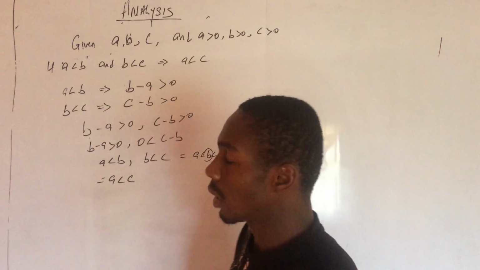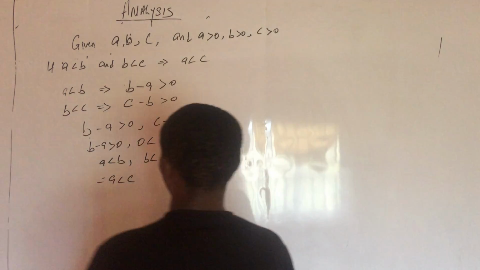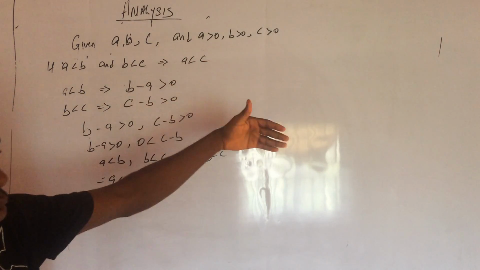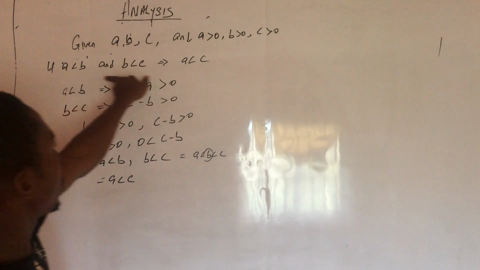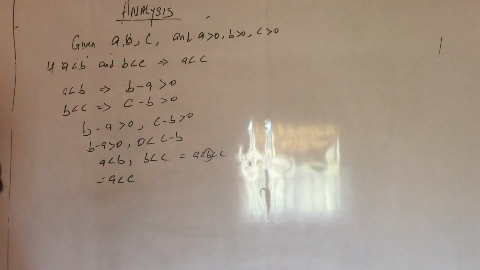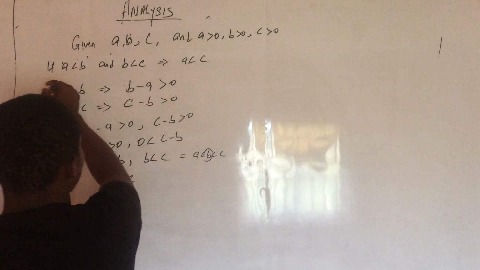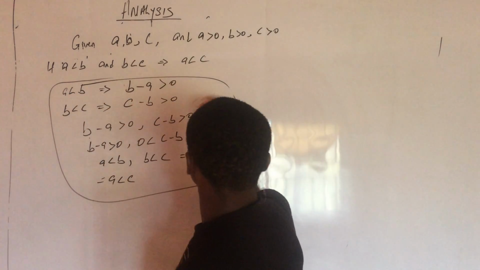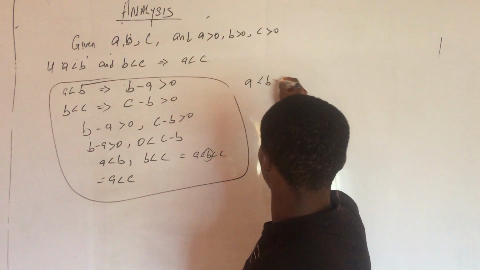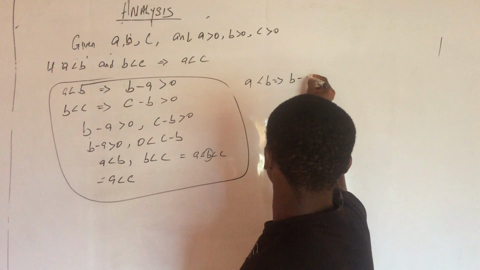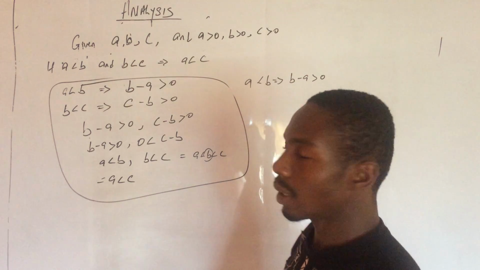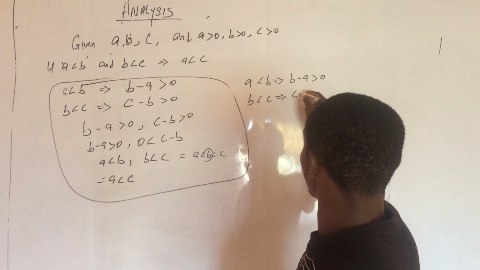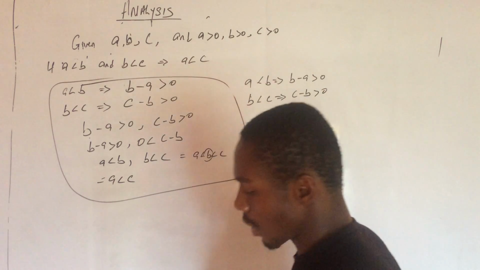In my last video I solved this. I'm going to start from here again. So I said given A, B, C, and A is greater than 0, B is greater than 0, and C is also greater than 0, that this holds. Now this is the first one I did here, and I'm going to be doing another one. Say A less than B implies that B minus A is greater than 0, right? Yes. And B less than C implies that C minus B is greater than 0.